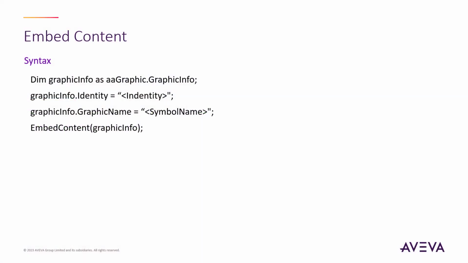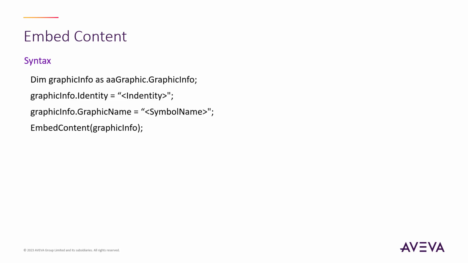Embedded content is one of the graphic client functions. Using this function, you can dynamically embed industrial graphics inside another industrial graphic during runtime in an OMI application. The embedded graphic content will display at the top of the Z order in the parent graphic.